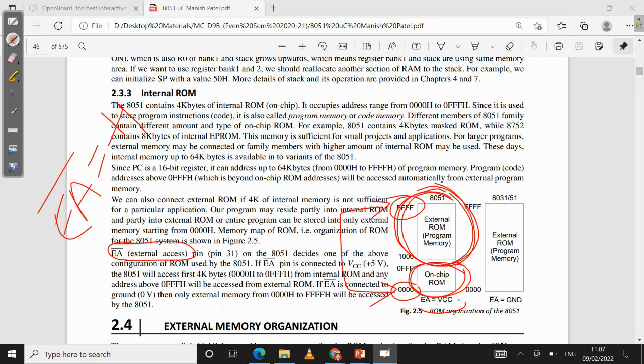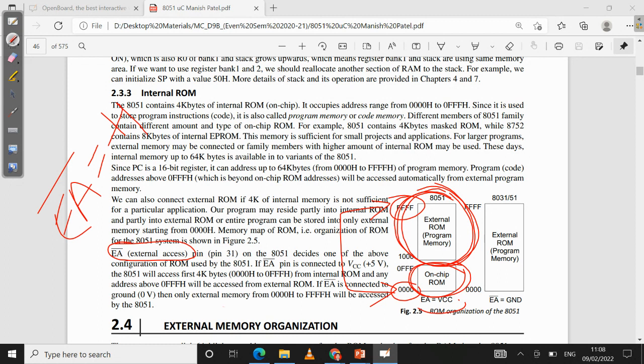Am I audible? Yes, sir. तो मुझे बताओ ना, what could be the size of external ROM? I don't understand why you don't use your brain to give me the answer.